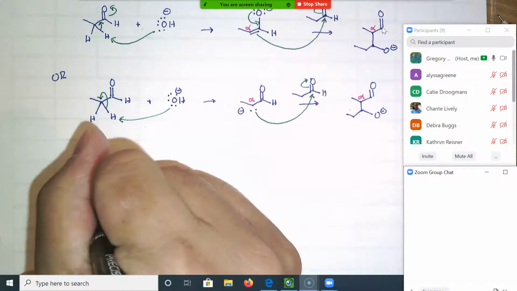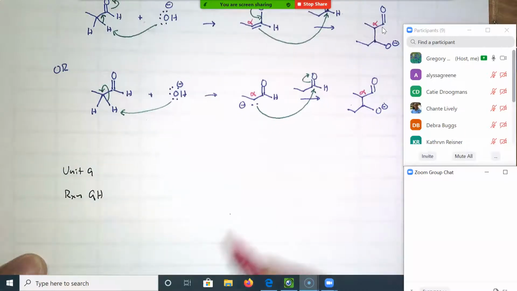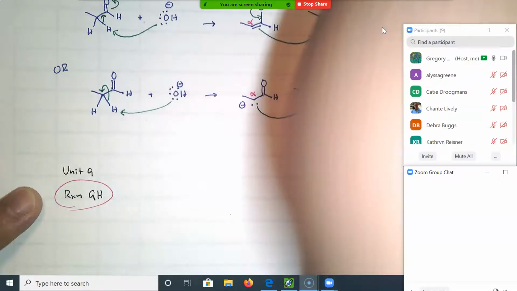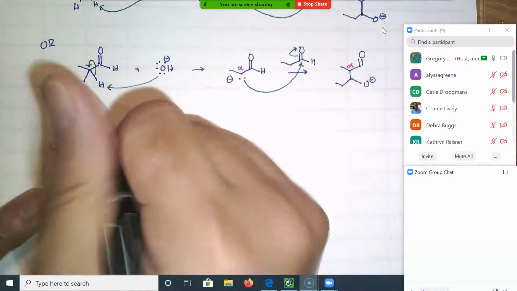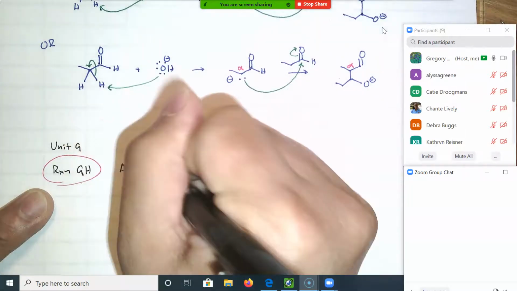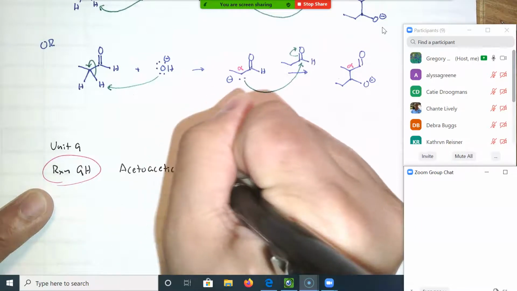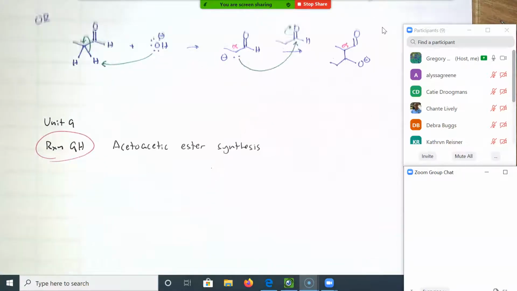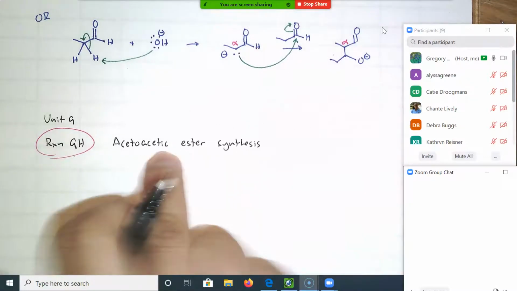Last reaction. And actually it's not a reaction, it's a set of reactions that you've seen before put together in a sequence. It has a name though. It's called the acetoacetic ester synthesis. The name is very, very weird. Not because of this, I'll show you how we got that term.